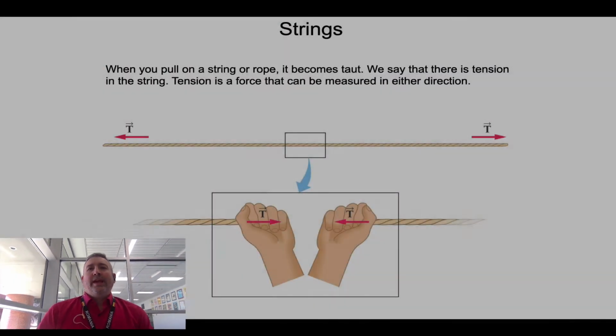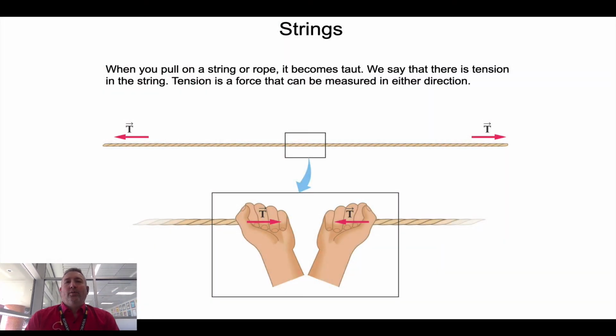All right, as we continue to talk about forces, I want to talk about situations where we have strings and tension, and then when we connect objects together. So when we have a string or a rope, there is a force that's conveyed through the string or rope between connected devices or connected objects, and we call that force tension.